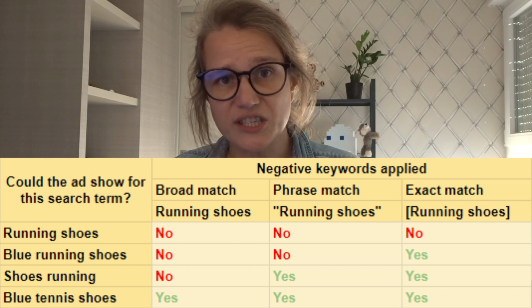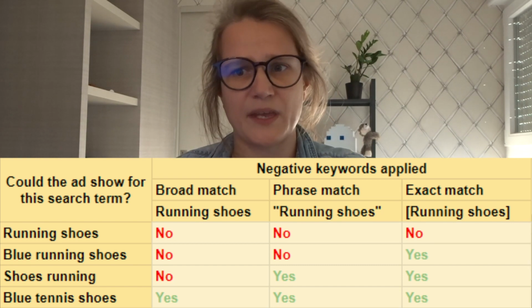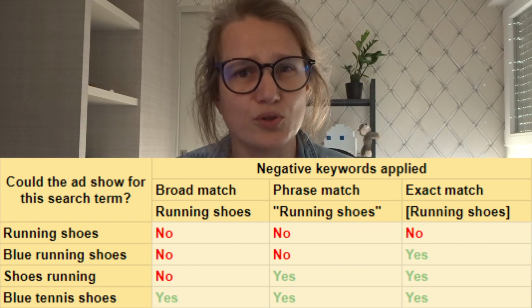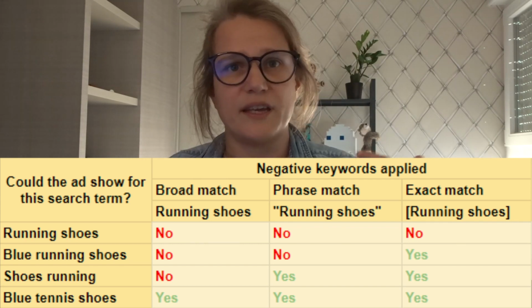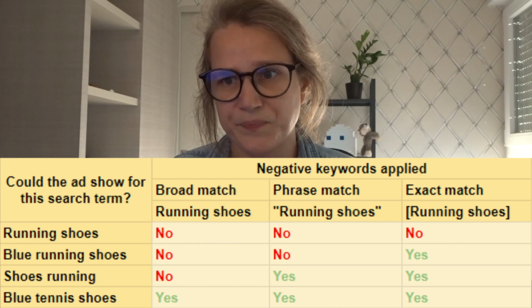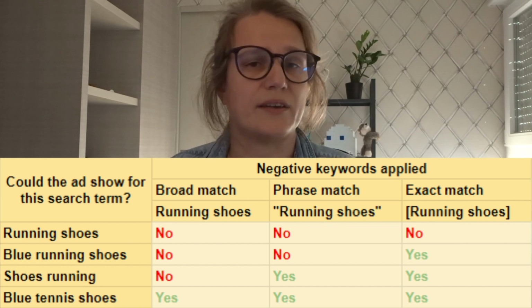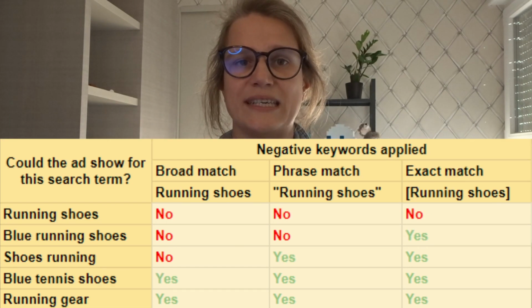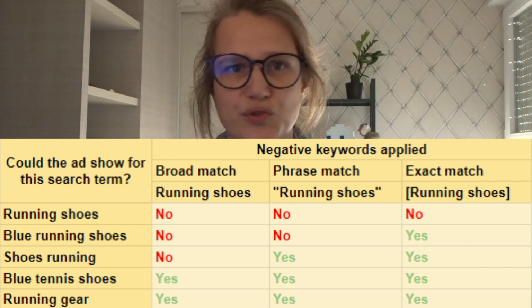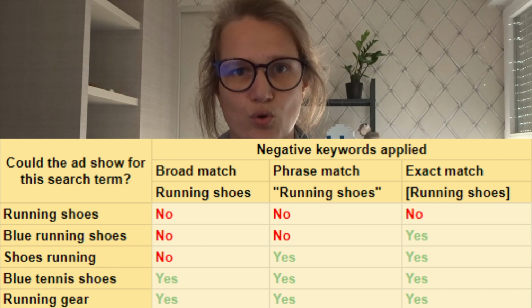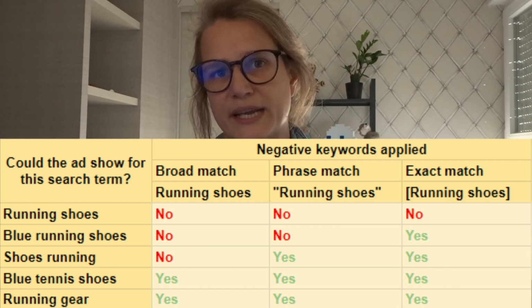Then if we change it a little bit to tennis shoes, in Google's example it actually says blue tennis shoes. It doesn't matter. It could have just been tennis shoes, and broad match will not block it if it's on running shoes. And then running gear. Gear is also not shoes, so nothing will block it if you only have running shoes in your negative keywords.